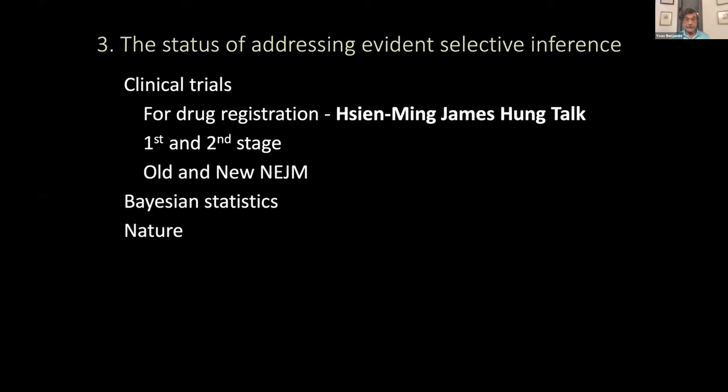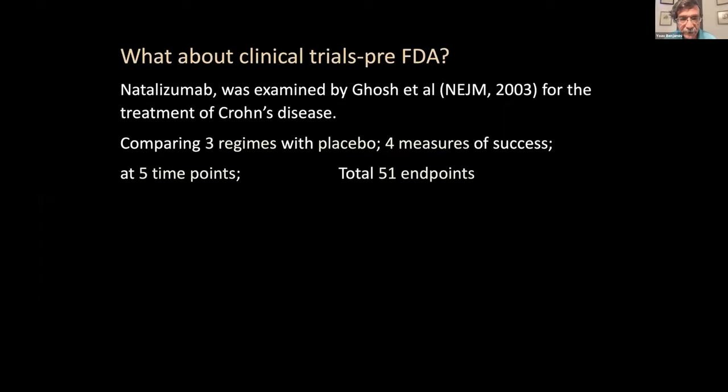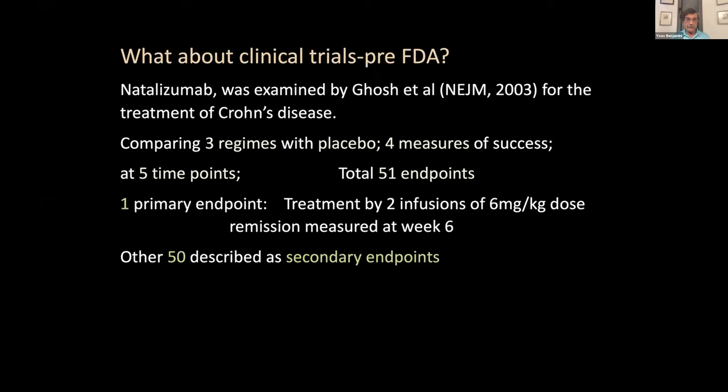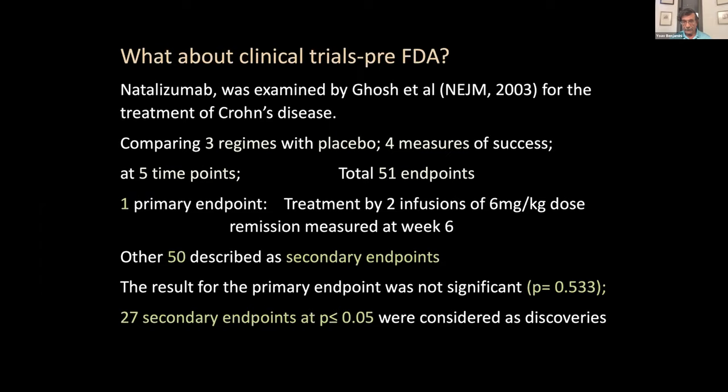Okay, so what about clinical trials pre-FDA? Let's take an example. Natalizumab was examined by Ghosh et al. for the treatment of Crohn's disease. They were comparing three regimes with placebo, four measures of success at five time points, altogether 51 endpoints. One of these endpoints was set as a primary endpoint with certain two infusions, certain dose level at 6 weeks and so on. The other 50 were described as secondary endpoints. The results for the primary endpoint were not significant. I mean, 27 secondary endpoints at p less than 0.05 was considered a discovery, and the study was reported as success.